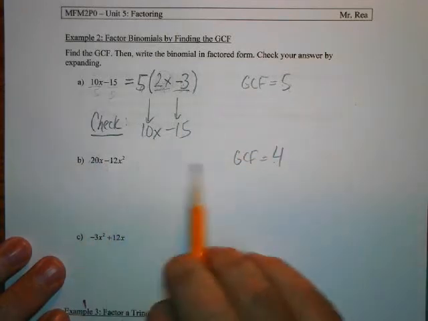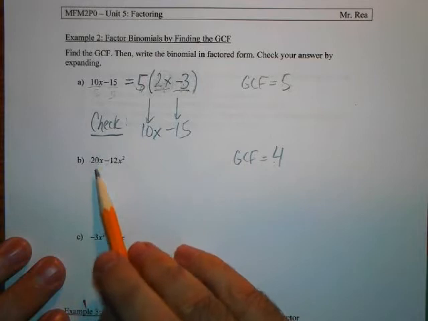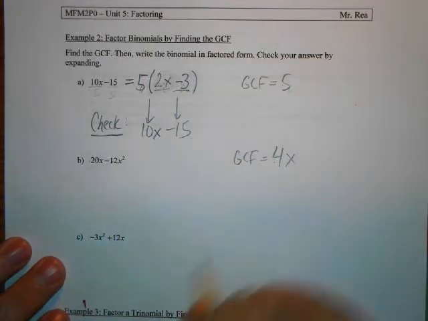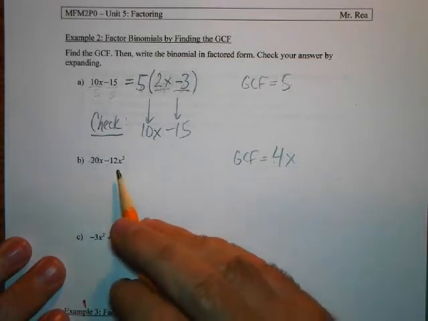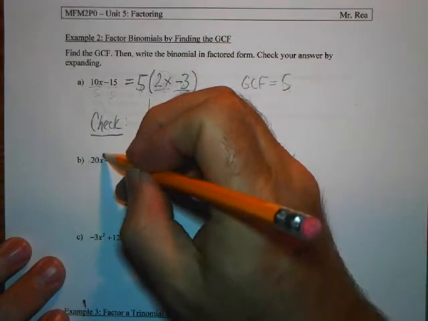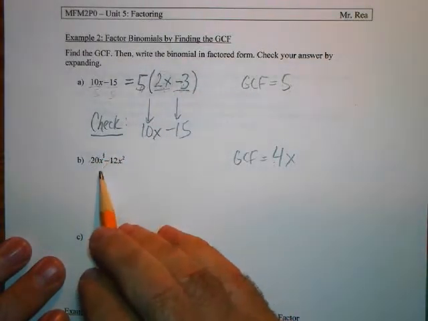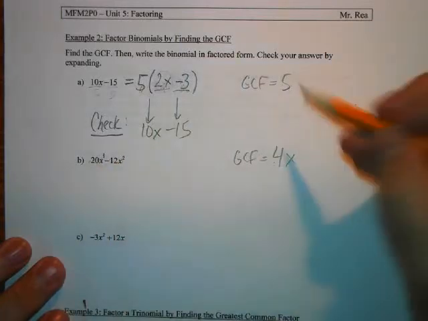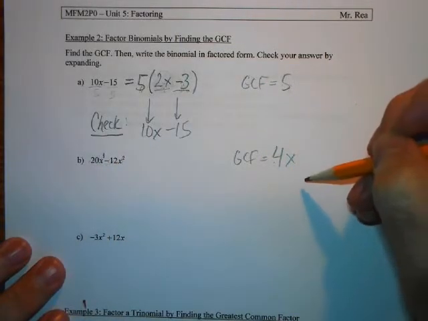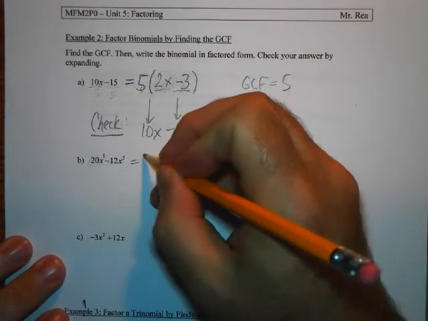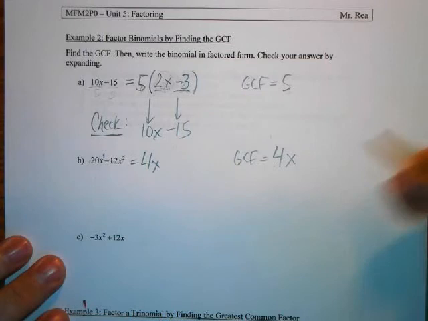Okay, then I got the number part, now the variable part. I have an x and an x squared. That means I have at least an x here. Do I have a higher exponent? I pick the lowest of the exponents of the x's. Since that's x to the 1, and that's x to the 2, 1 is the lowest, so that's all we can do. 4x is the greatest common factor. Go back here. There's my greatest common factor.